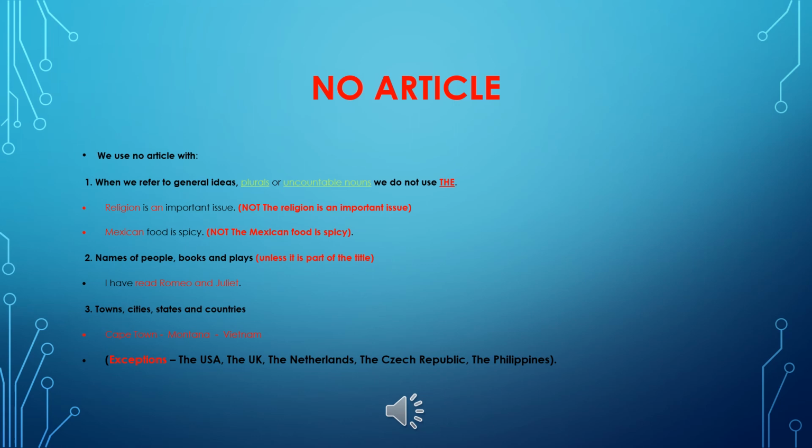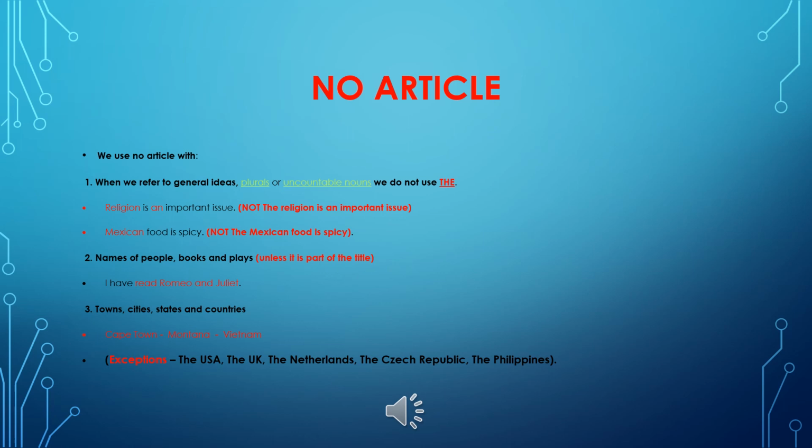Another example, Mexican food is spicy. We don't say the Mexican food is spicy. Of course not. It's not correct. Thai food is also spicy, so we say Thai food is spicy, but it's not correct to say the Thai food is spicy. Okay? With names of people, books, and plays, unless it's part of the title, we use them with no article as well. For example, I've read Romeo and Juliet.